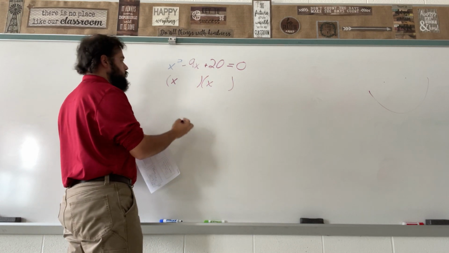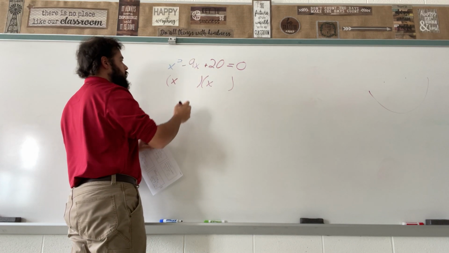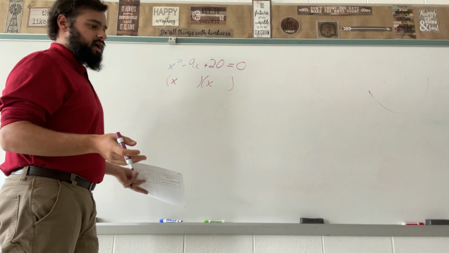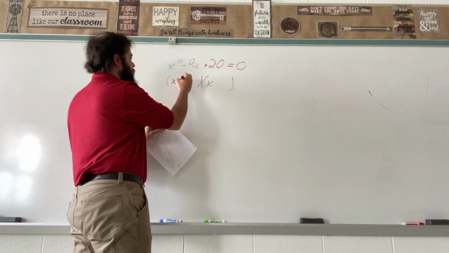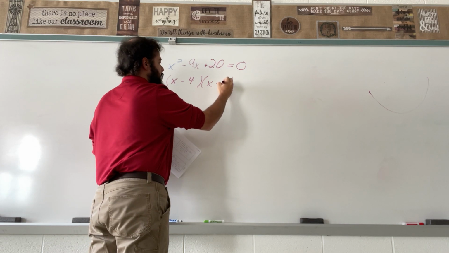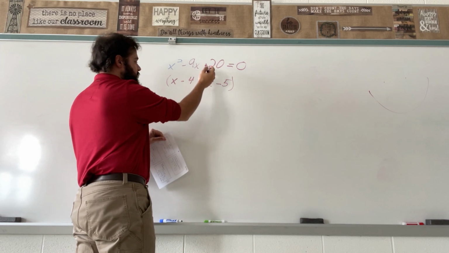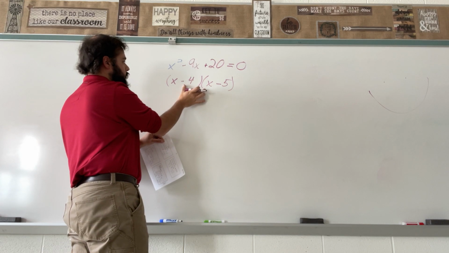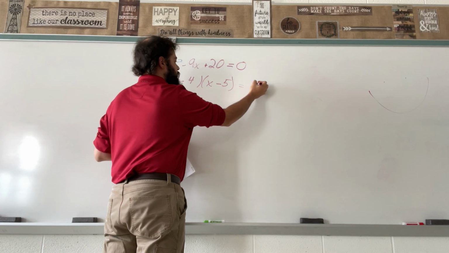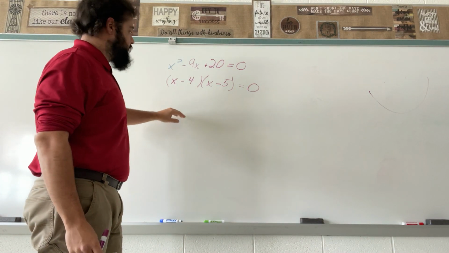Again, we need two numbers that will multiply together to make positive 20, and when added together, make negative 9. So one way that we could work that is negative 4 and negative 5. Make sure we check it with our FOIL. Negative 4 and negative 5 make positive 20. Negative 4x and negative 5x make negative 9x. So that equals 0.